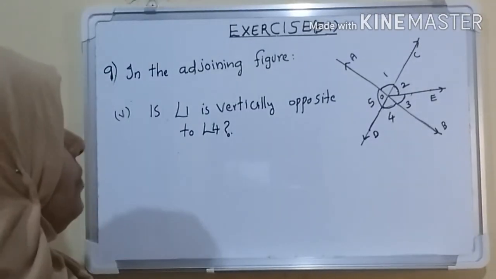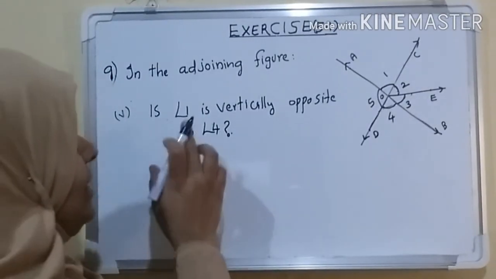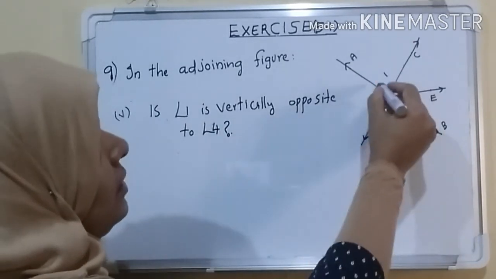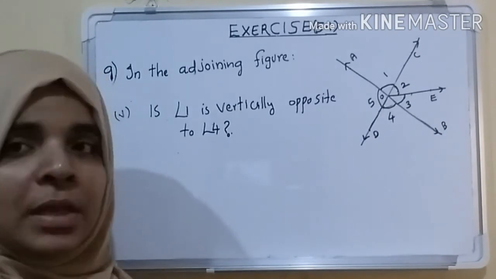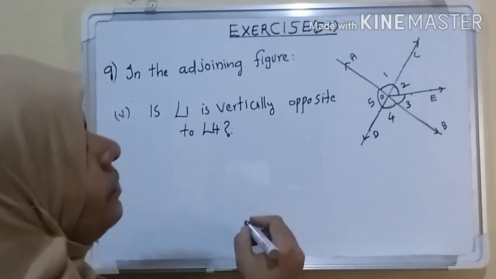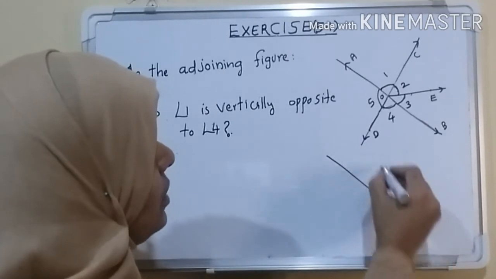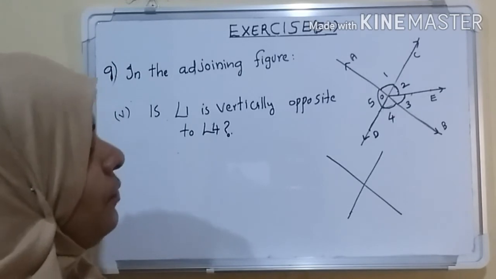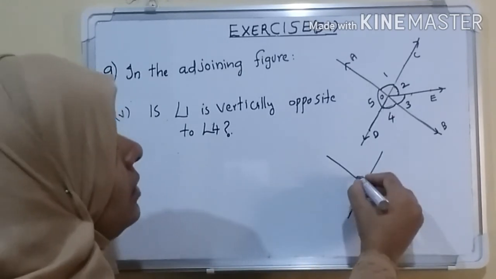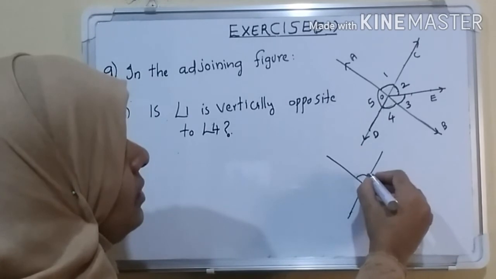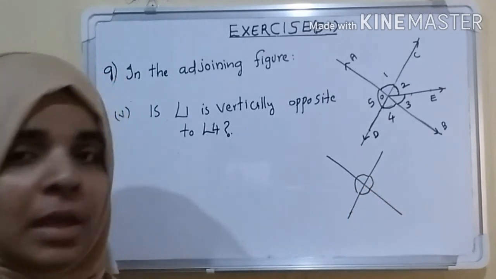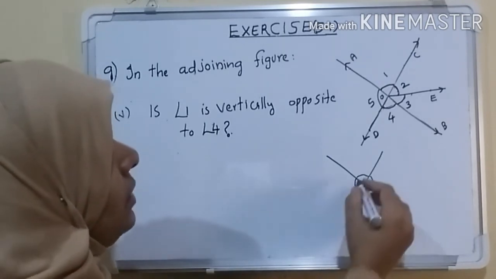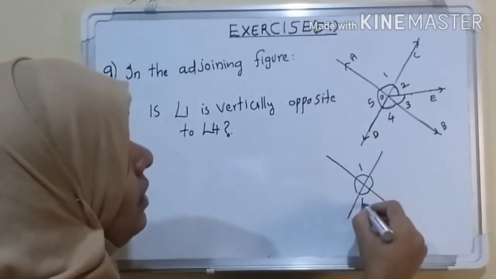Okay. So our fifth question is: is angle 1 vertically opposite to angle 4? That is the question. Let's check. We know that whenever two lines intersect, they form two pairs of opposite angles. This is one pair and this is the other pair. These two pairs of opposite angles are called vertically opposite angles. Here angle 1, angle 4.